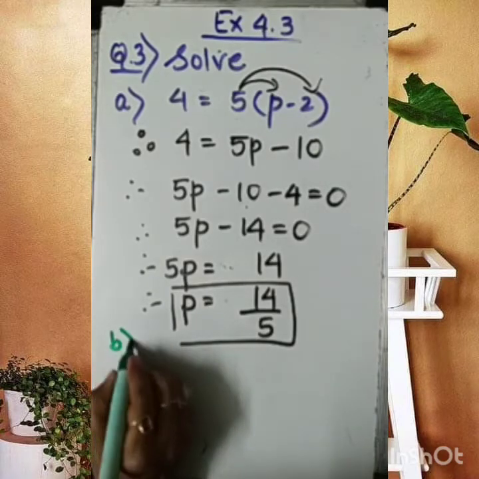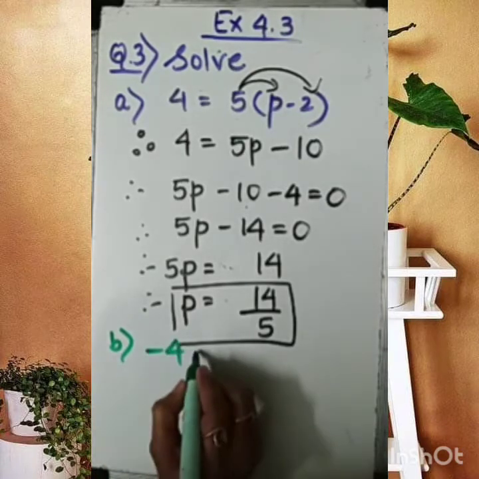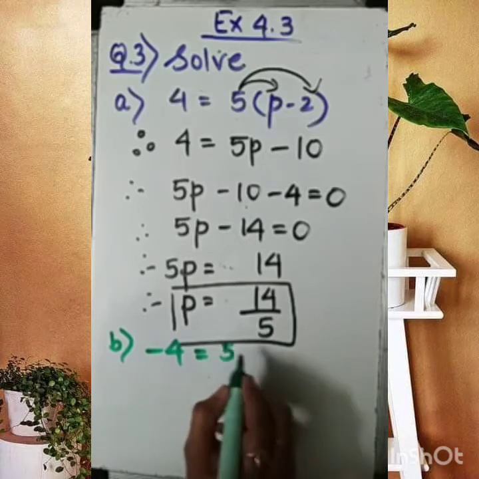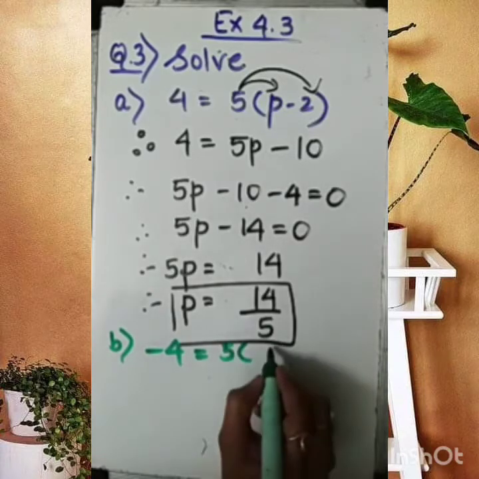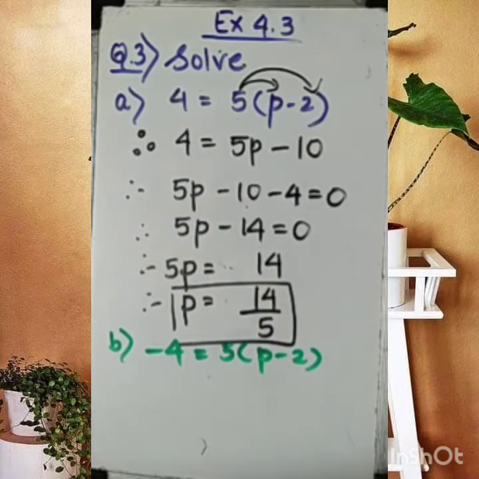If you want to convert it into some fractional number, mixed fraction, then also you can do it. Okay. Now b, what is b we are given? Let me note down. Minus 4 equal to 5 and bracket p minus 2. Here the unknown variable is p, whose value we need to find.